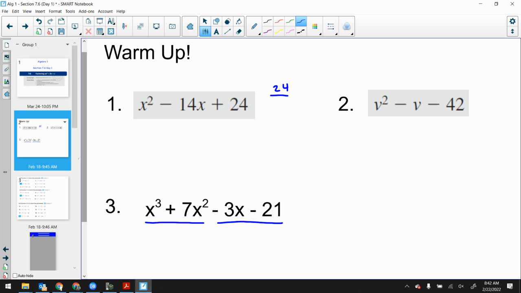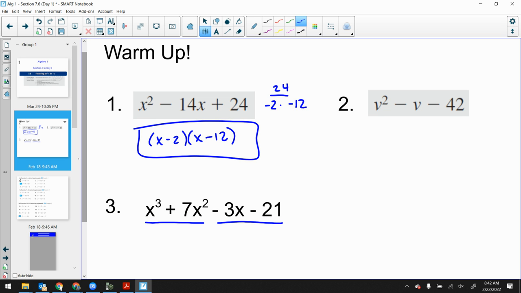Very good. Negative 12, negative 2. I always like to write the smaller one first, so I always do negative 12 and then negative 2, but it doesn't matter. Order does not matter in that case. So in this case, I've got x minus 2, x minus 12. There is my answer. Pretty simple.